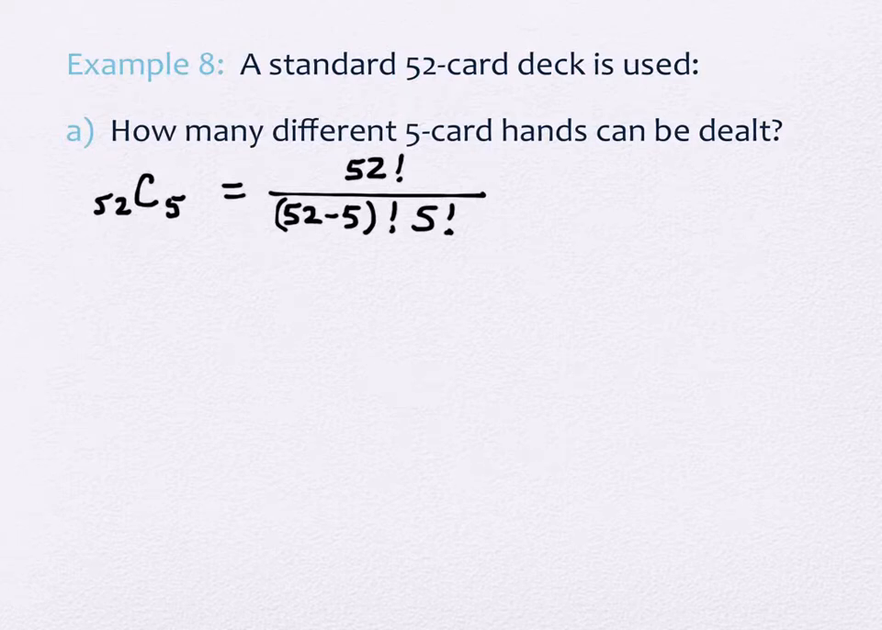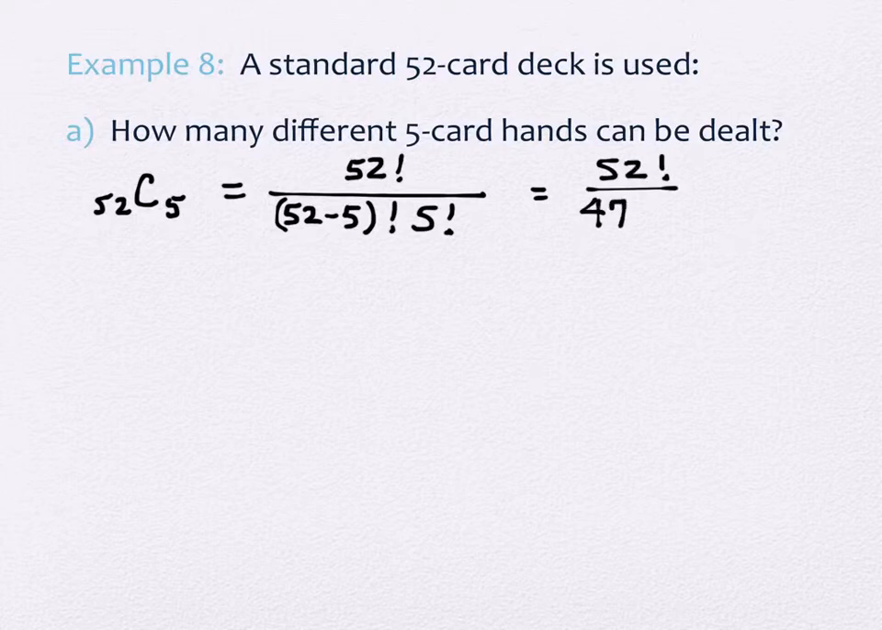Why do you have an extra 5 factorial? Because it's the combination formula. When we do combinations, if you go back to that formula, it has r factorial as part of the denominator. Okay, so somebody had already told me the subtraction. What's 52 minus 5? 47.